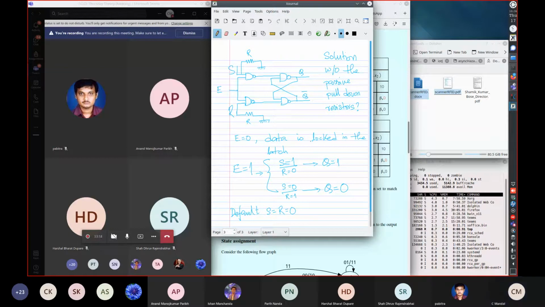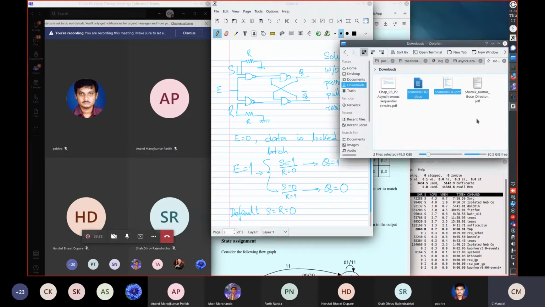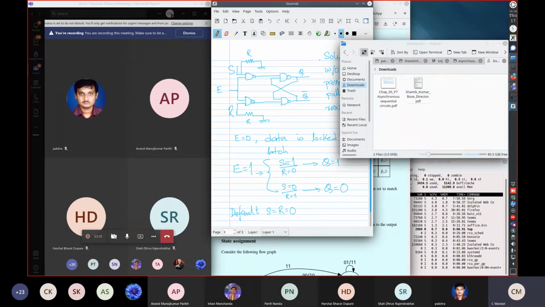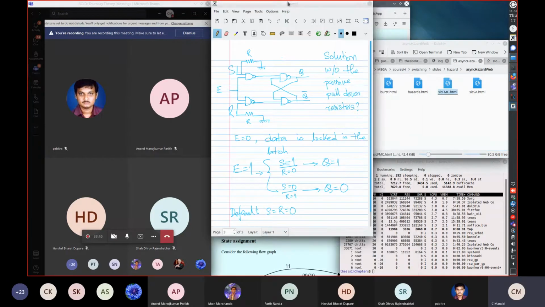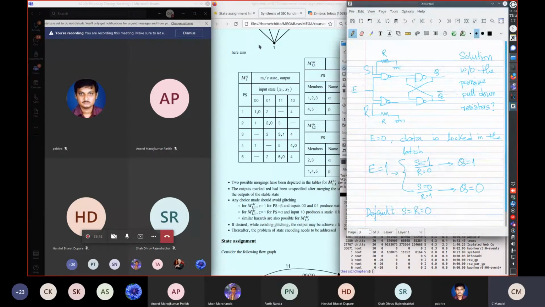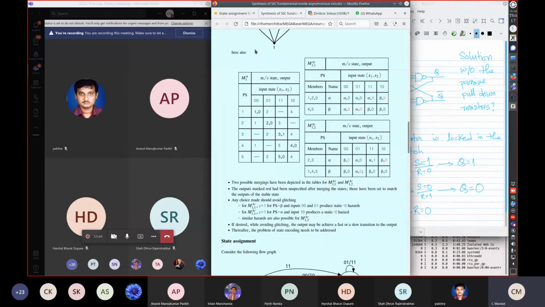All right, so that can be done. This is about chattering, and how you can avoid chattering. Now let us come back to the topic that we were looking at.